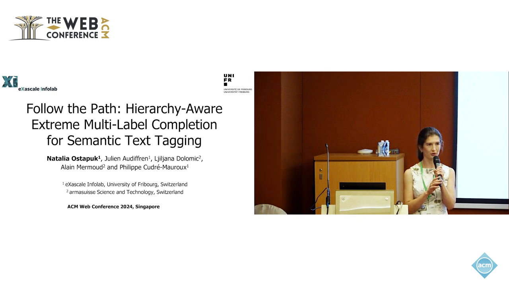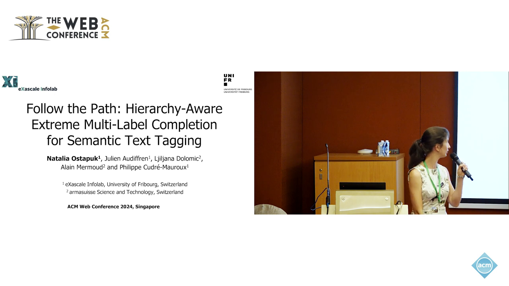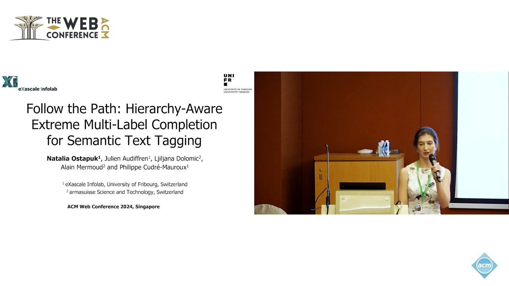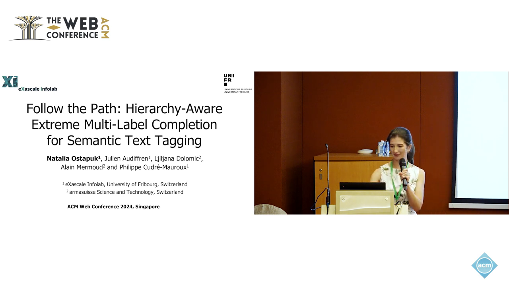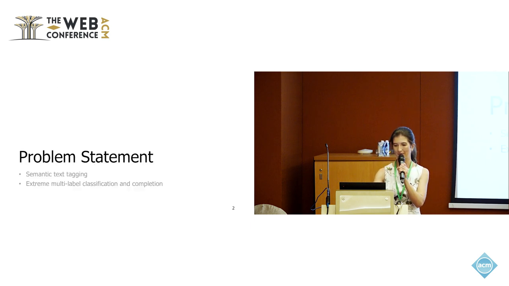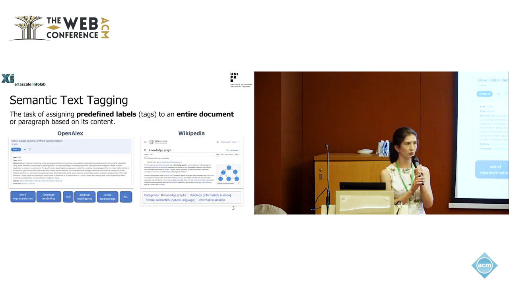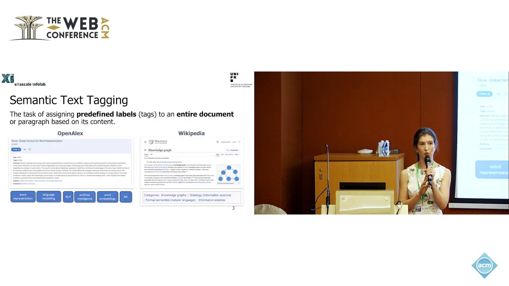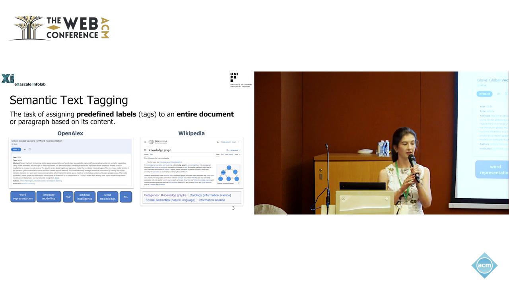And I'm going to present our paper, Follow the Path: Hierarchy-Aware Extreme Multi-Label Completion for Semantic Text Tagging. The title is a bit long, but I will clear it up. We'll start with the problem statement. In our paper, we address semantic text tagging, which is the task of assigning labels or tags from a predefined label set to the whole document based on the semantic content of this document. And here are a couple of examples on the slide.